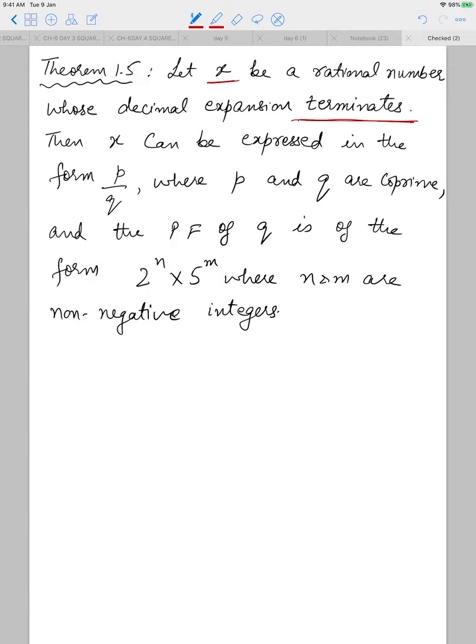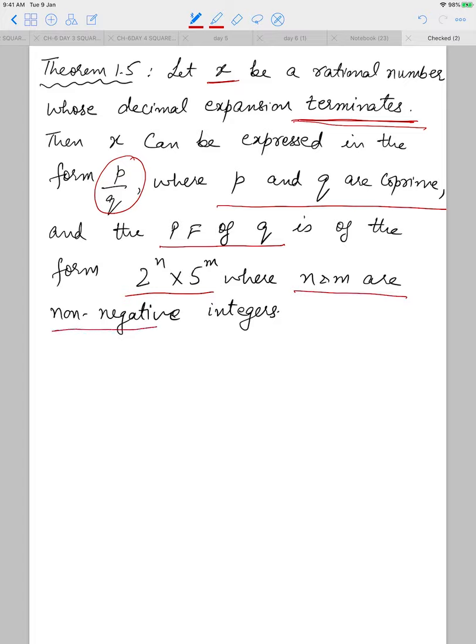Just now I explained to you that if I know that any rational number has a decimal expansion which terminates, it means it can be written in the form of p by q, where both p and q are co-prime, and the prime factorization of the denominator is of the form 2 raised to the power n into 5 raised to the power m. Here it is very important to mention that n and m are non-negative integers. Please don't make it positive integers. Non-negative doesn't mean only positive. Non-negative includes 0 and positive integers both.